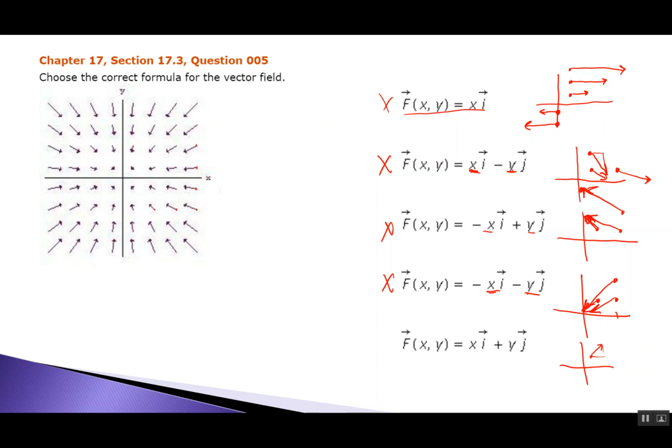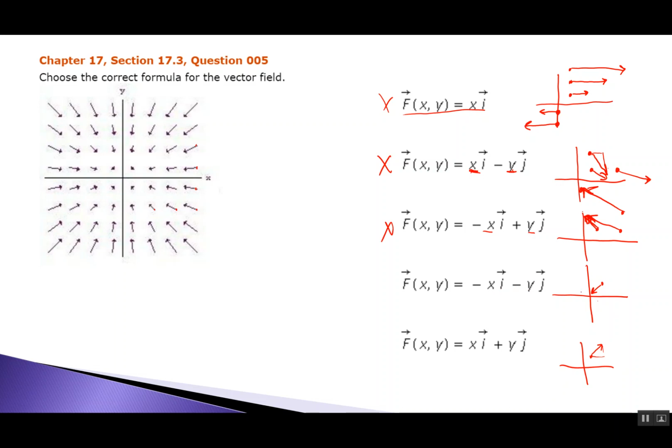I think I made a mistake on this. I think it's this one. Let's come back to it. I'm so sorry. If I'm at the point 1, 1, I go into the origin. Okay. Yeah, that's the only one that goes in the correct direction.